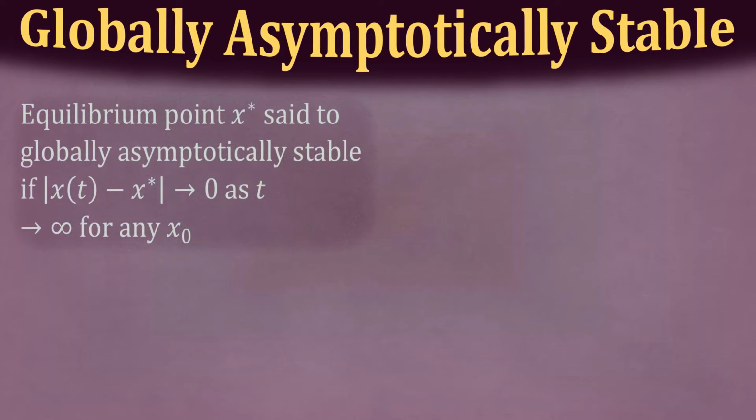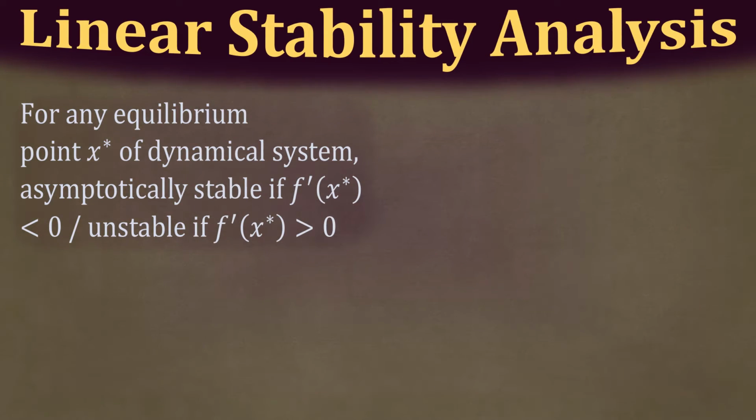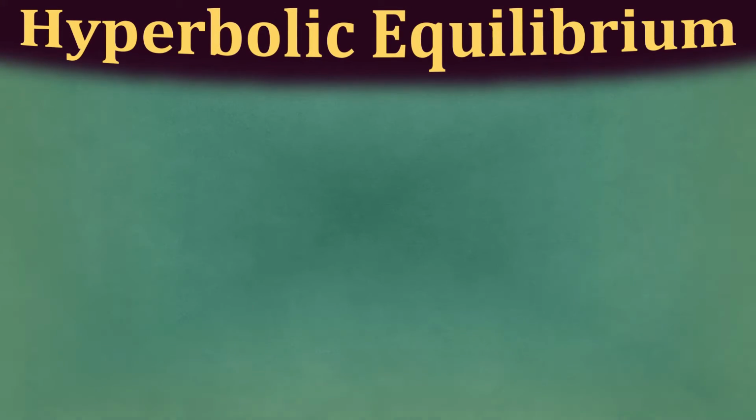Then let's define globally asymptotically stable. An equilibrium point x star is said to be globally asymptotically stable if the modulus of x of t minus x star tends to 0 as t tends to infinity for any x0. Next, let's discuss linear stability analysis. For an equilibrium point x star of a dynamical system, we say that it is asymptotically stable if f dash of x star is less than 0, or unstable if f dash of x star is greater than 0.